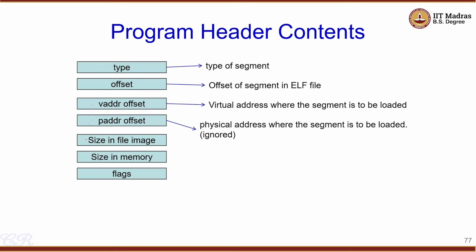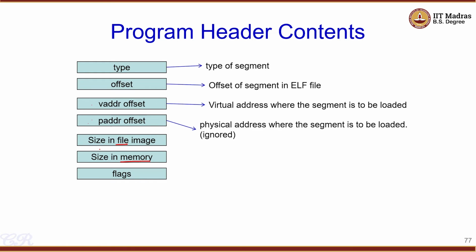Then we have two more important fields which denote the size of this particular segment in the file and in the memory, right? What do these two things mean? We could have a segment which, when stored in the file, that is when stored in the hard disk, may be very small, or let's say 0 bytes, but when it is loaded into memory, the size could be expanded. So the size in the file for a particular segment may or may not be equal to the size in memory.